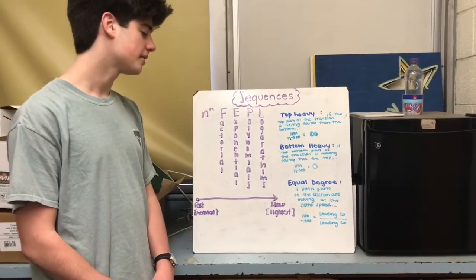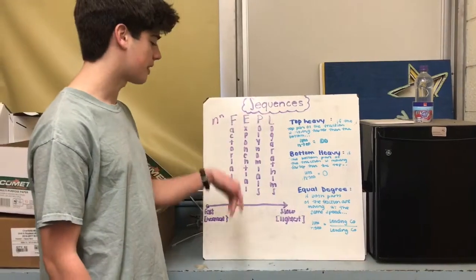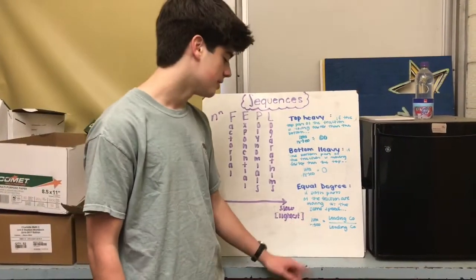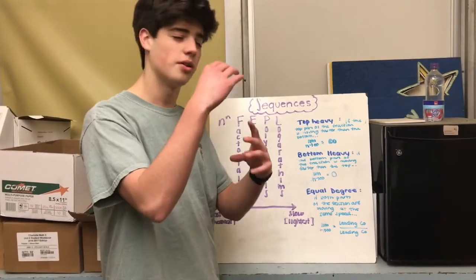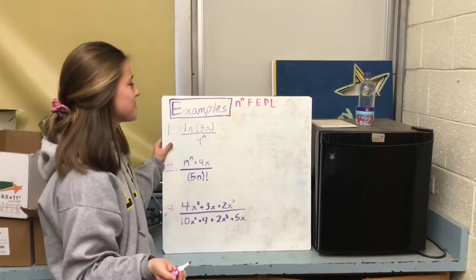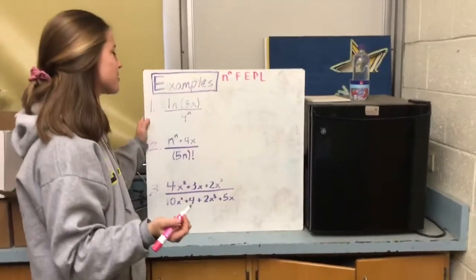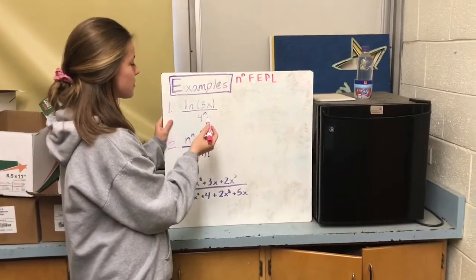If it is equal degree, therefore you have, say, a factorial over a factorial, then the limit as n approaches infinity is the leading coefficient of those two terms over each other. Okay, so now we're going to do some examples about sequences, divergence or convergence. So the first one is natural log of 3x over 4 to the n.